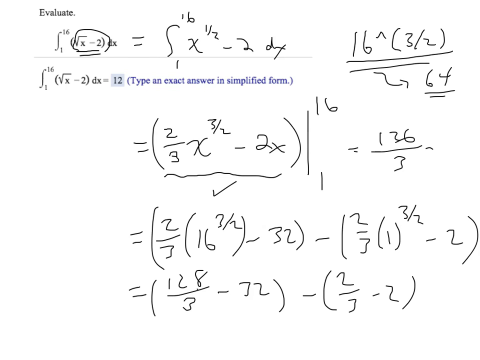And then I have minus 32 minus negative 2. So minus 32 plus 2 is minus 30. So 126/3 minus 30. Now 126/3, if you do it in a calculator, that's 42. 42 minus 30 is 12. So that's where the number 12 is coming from in the answer to the problem.